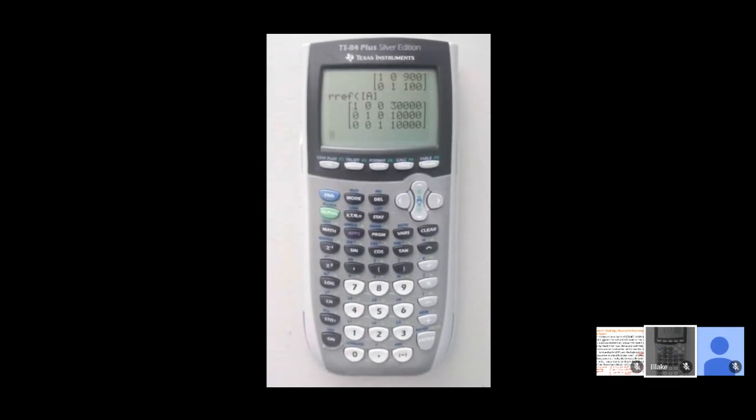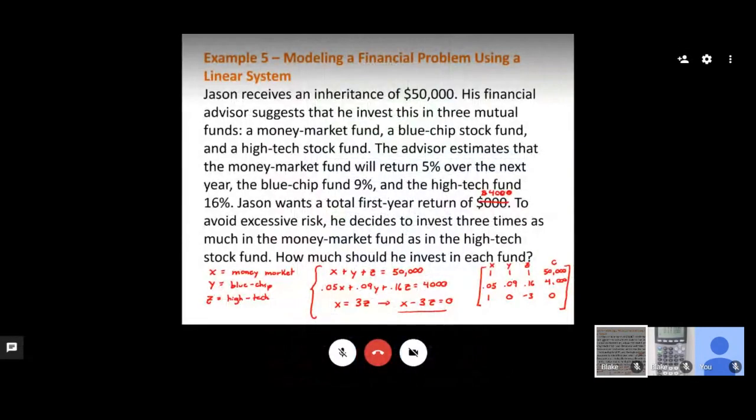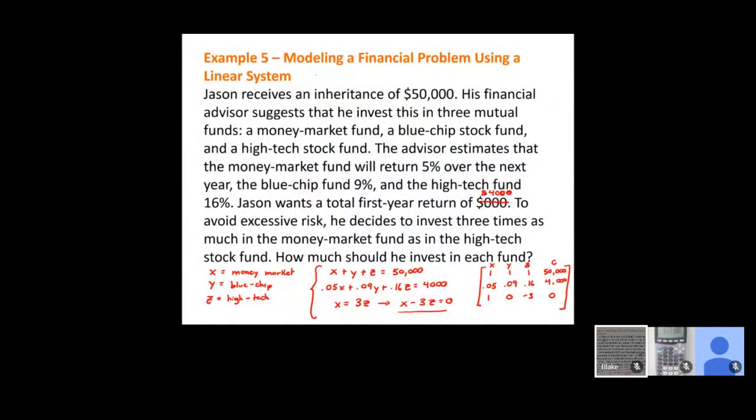Good, right? So X is 30,000, Y is 10,000, and Z is also 10,000. And remember, these are amounts of money that we're putting into these stock funds. So now when I write my answer, we've got X equals $30,000, Y equals $10,000, and Z equals $10,000 also.